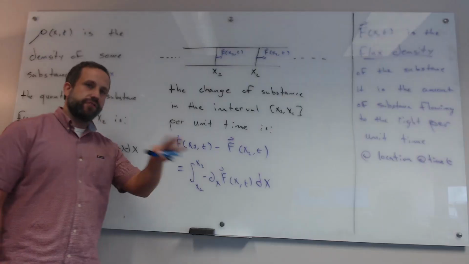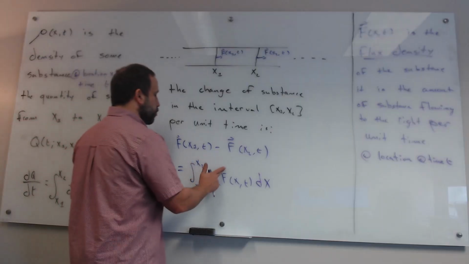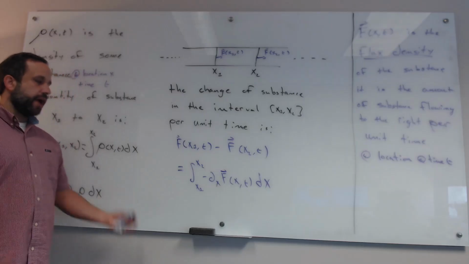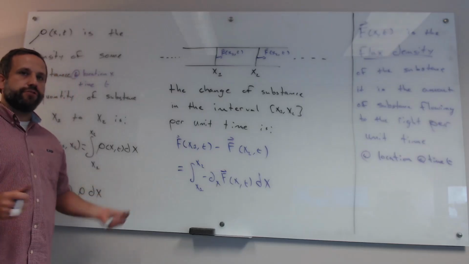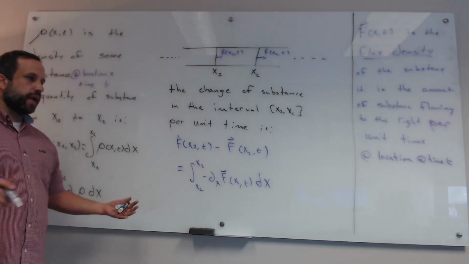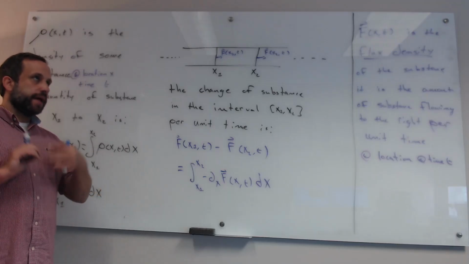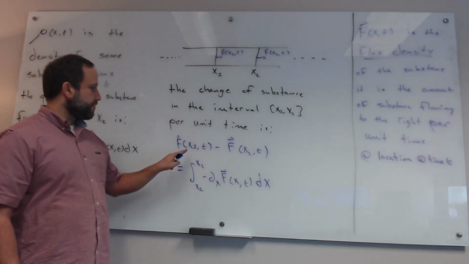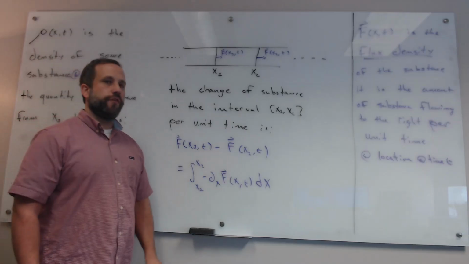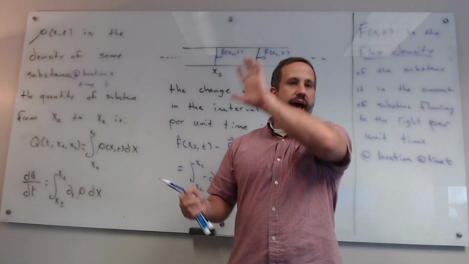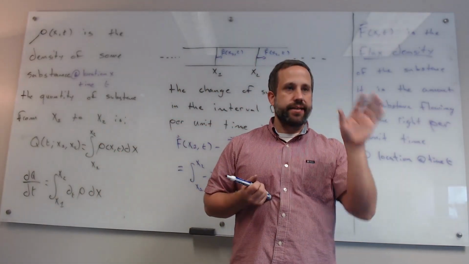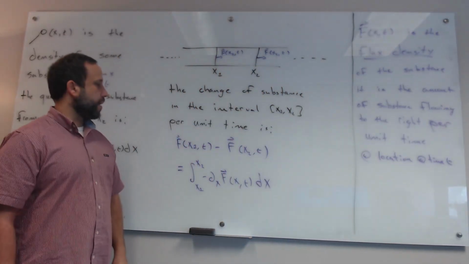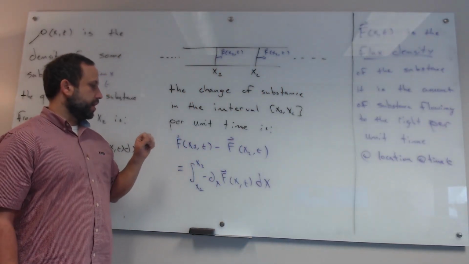I put that vector there just because I want to remind you that the flow direction is important. And in higher dimensions, it is unambiguously a vector. Okay, so notice I've got f of x1 minus f of x2. The fundamental theorem of calculus says f of b minus f of a is the integral of f prime of x. But now I don't have f of a minus f of b.